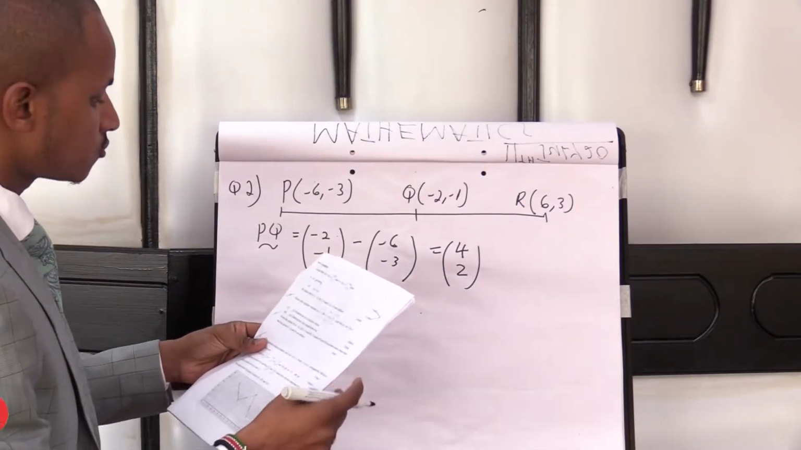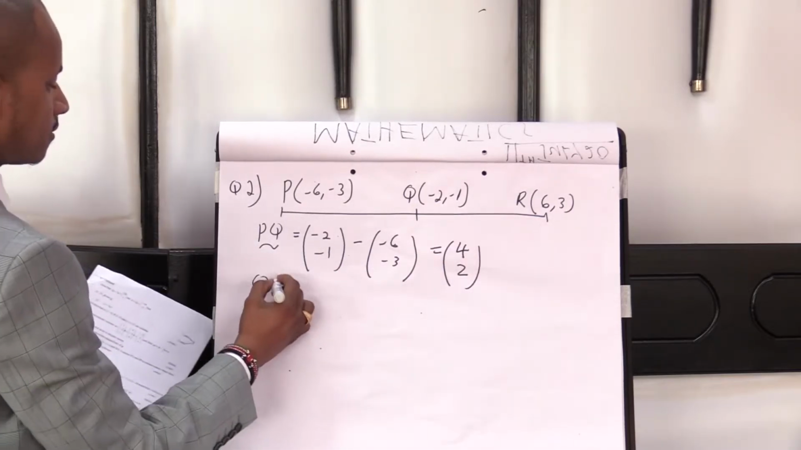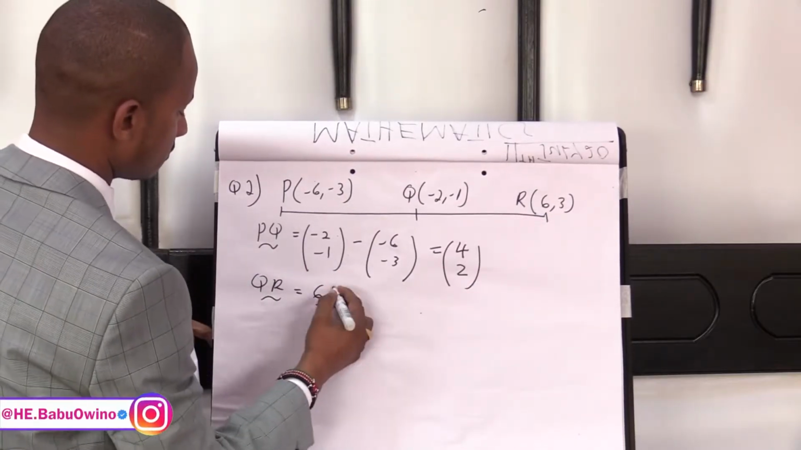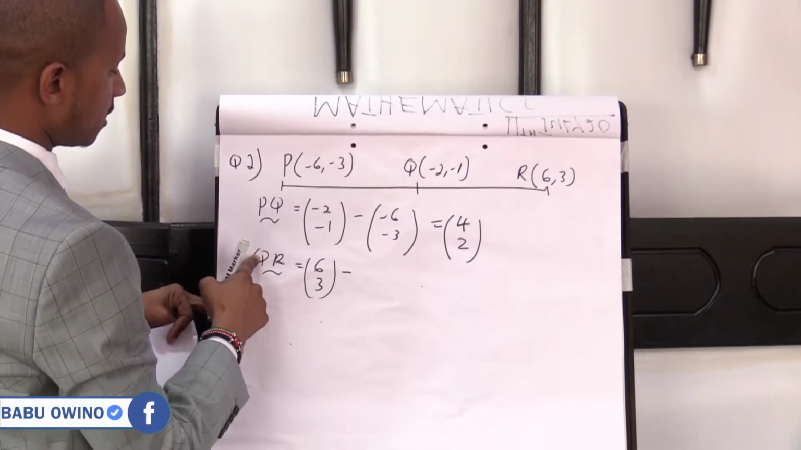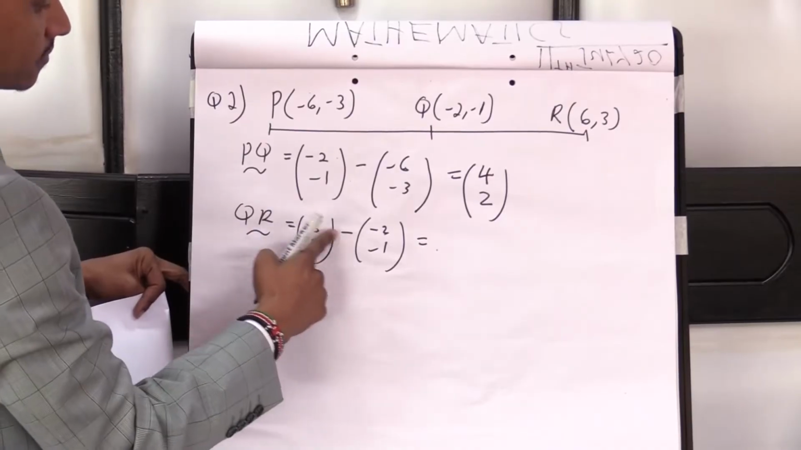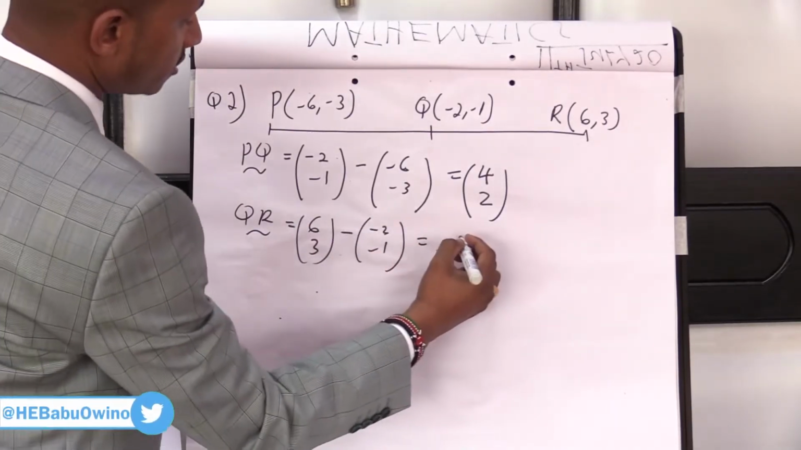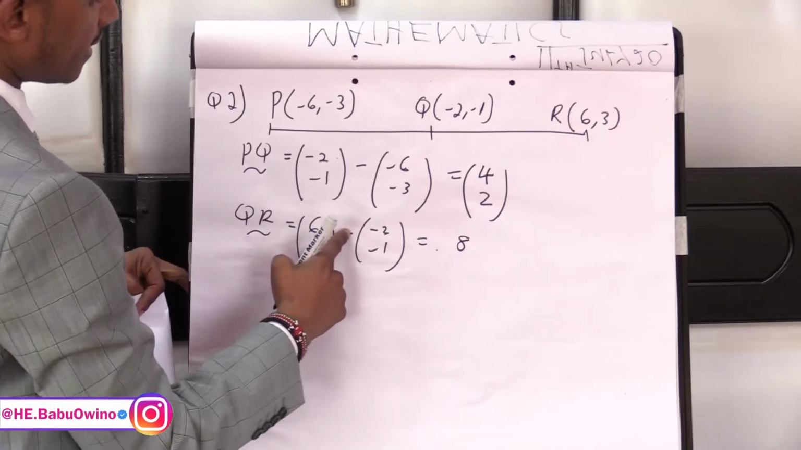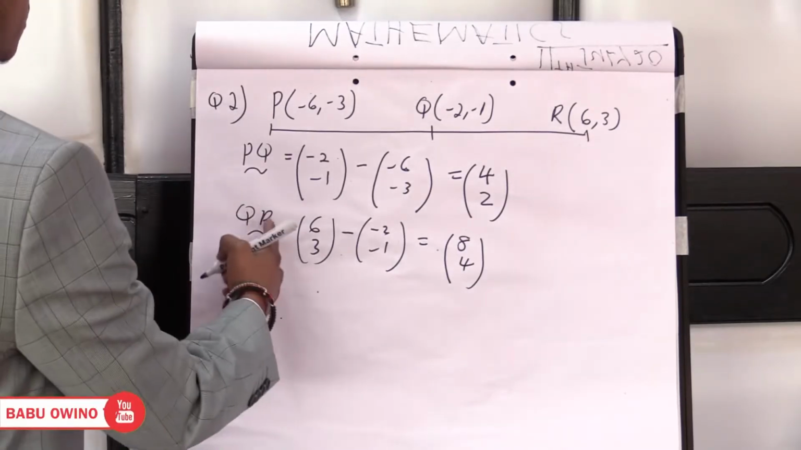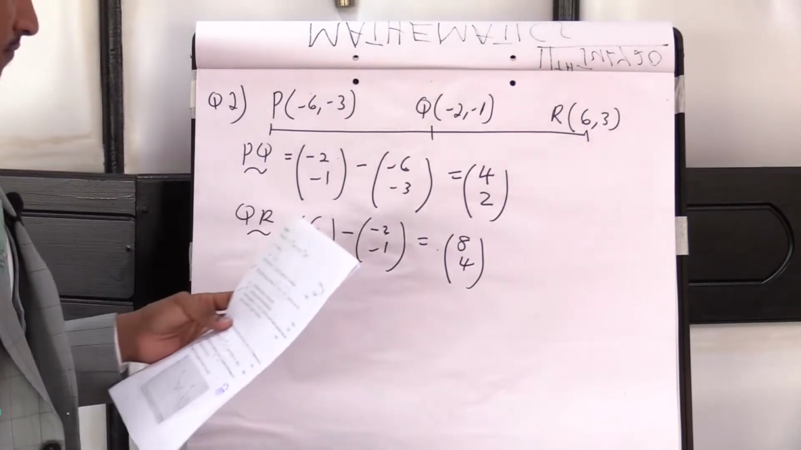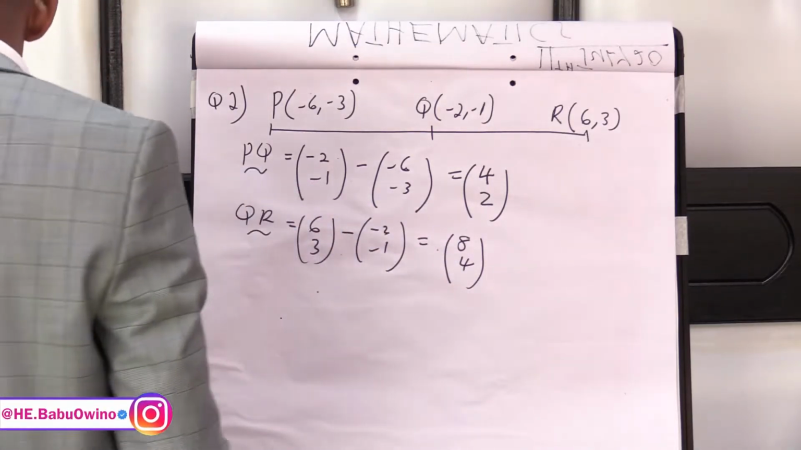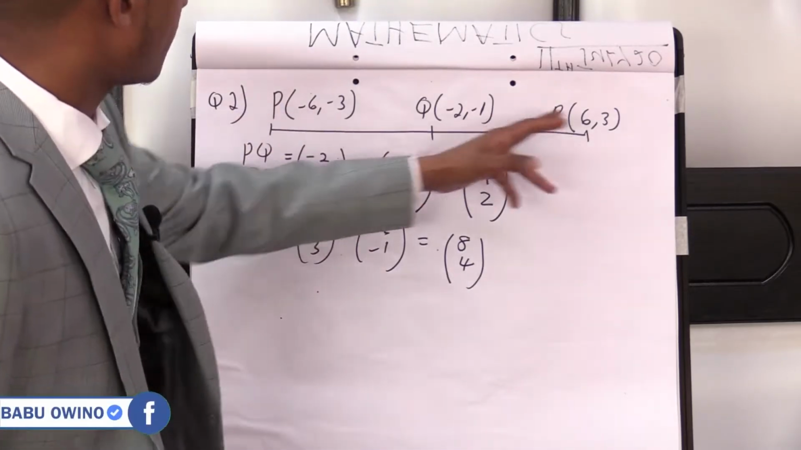And then you are also told to express QR as a column vector. QR means R minus Q. R is 6, 3 minus Q. Q is minus 2, minus 1. So what do we get? 6 minus minus 2 is 6 plus 2, which is 8. Then 3 minus minus 1 is 3 plus 1, which is 4. So QR is 8, 4 in column vector form. So you are told, hence show that P, Q, and R are collinear.